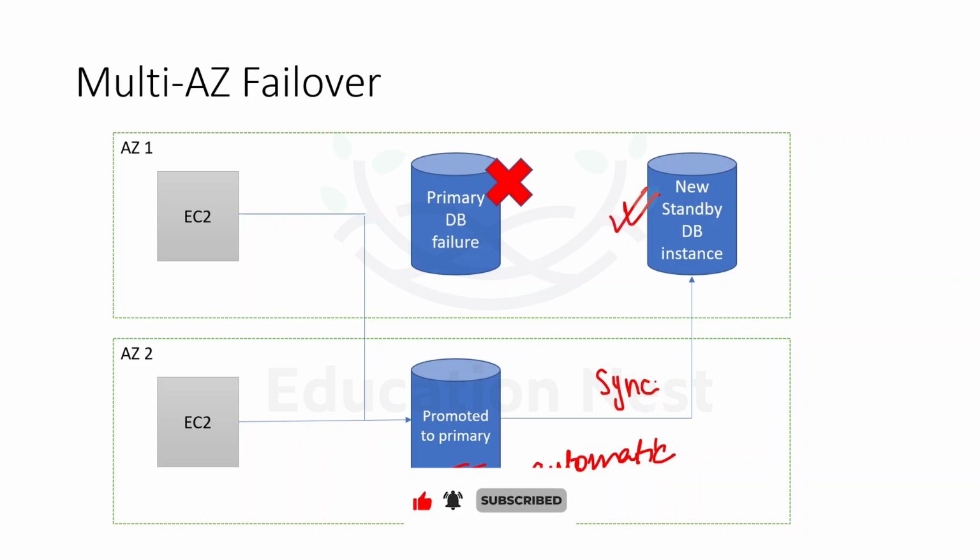So in case of failovers, we can automatically promote our standby instance to the primary without disrupting our customers or our application. And along with that, we would be creating another standby database instance.